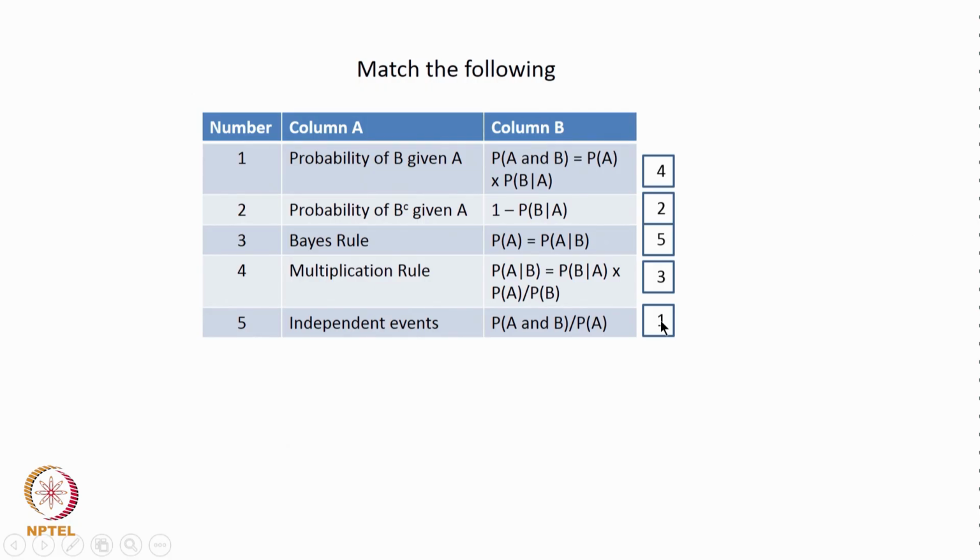Bayes rule, different forms. One of the equations is P of A given B is equal to P of B given A into P of A by P of B, which is Bayes rule. Multiplication rule is 4: P of A and B is equal to P of A into P of B given A. And independent events: P of A is equal to P of A given B, because A and B are independent, and therefore P of A is P of A given B.